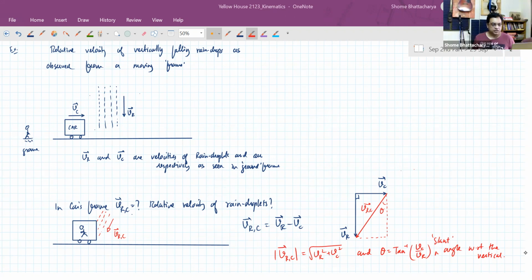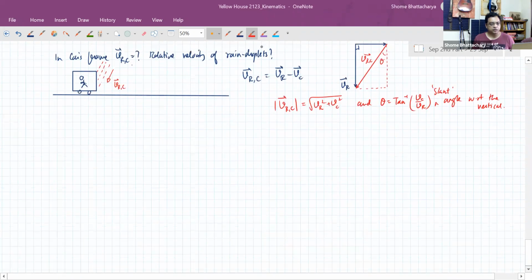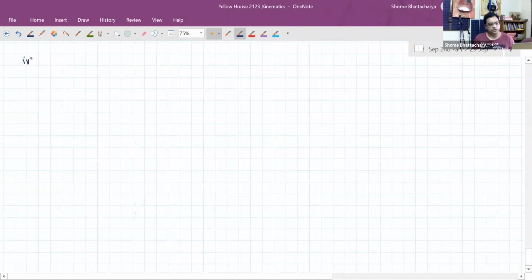Okay, people, so hope this example is also clear to all of you. Now we move on to the final of the parameters for relative motion, and that is relative acceleration.